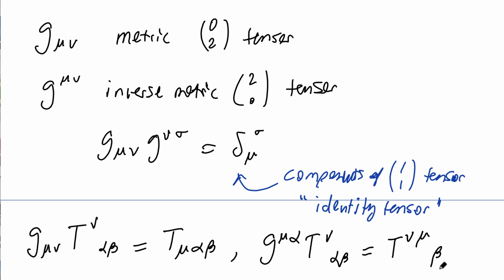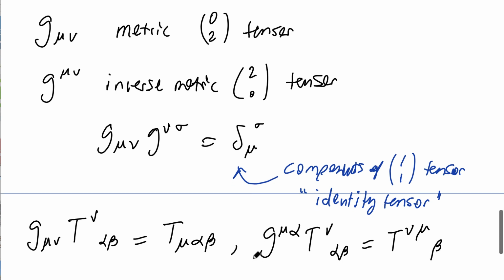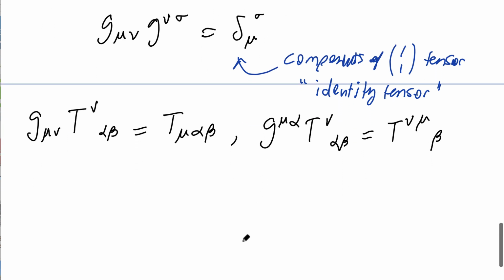So now this is a type 2,1 tensor. Let me point out a couple of interesting features of this notation. Whenever we have g or g inverse acting on a tensor T, we just use the same base letter T and move the index up or down, as the case may be.